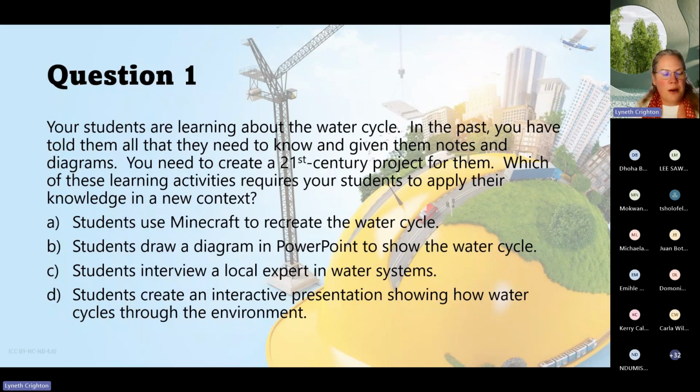So in the chat, are there any of these that you think apply in the new context? You can just pop A, B, C, or D. I'll probably, if you give me a second, or the next one we can do.